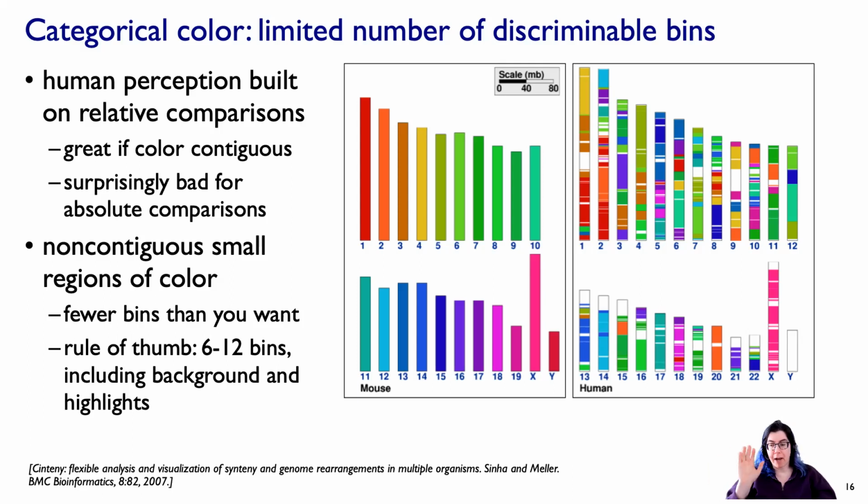Remember that includes the background color. It might include a default color. It needs to include any kind of highlight color if you want to do linked highlighting. So people tend to want to do more than you can do with categorical color. So what are your alternatives? Remember, you have other channels. You don't only have to use color.